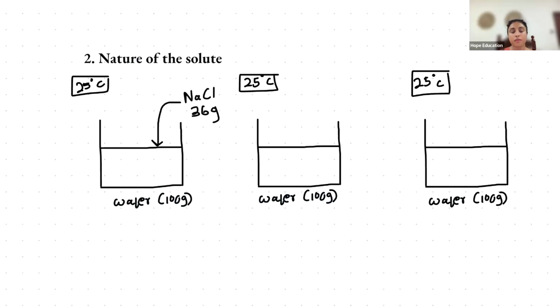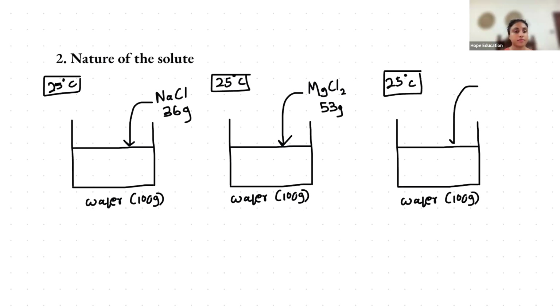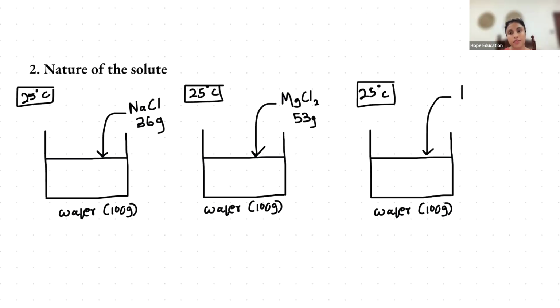Then I dissolve magnesium chloride. I can see that the maximum magnesium chloride that dissolves in 100 grams of water at 25 degrees Celsius is 53 grams. Then I add potassium sulfate. I can see the maximum mass of potassium sulfate that dissolves in 100 grams of water at 25 degrees Celsius is 12 grams.